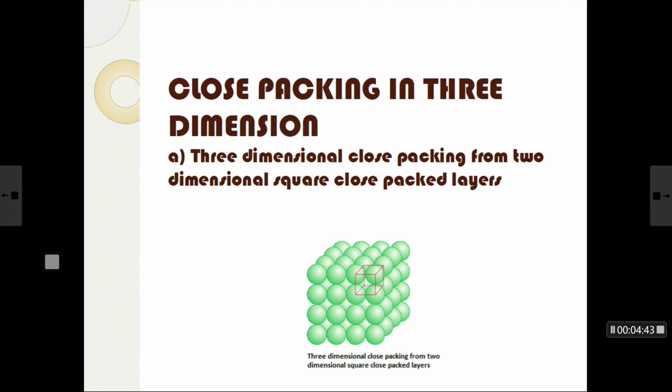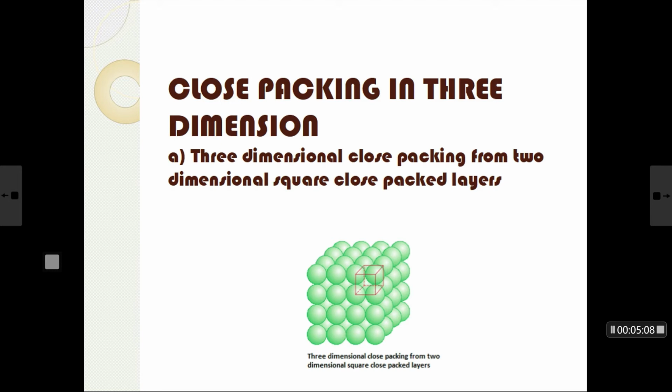That means here, while placing the second square close packed layer above the first, we follow the same rule. That is, the second layer is placed over the first layer such that the spheres of the upper layer are exactly above those of the first layer. In this arrangement, the spheres of both the layers are perfectly aligned horizontally as well as vertically.